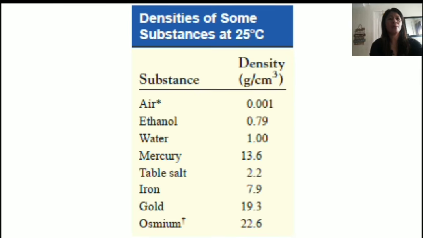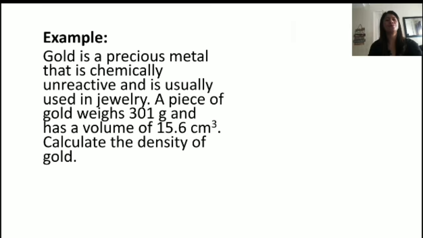So these are some examples of densities of some substances. So as I said, density is a distinct characteristic of matter. It's one of the intrinsic physical properties. So for air, we have 0.001. The unit for these densities is gram per cubic centimeter. So ethanol, we have 0.79 gram per cubic centimeter. Water is 1.00 gram per cubic centimeter. And the rest follows. Let's have an example.